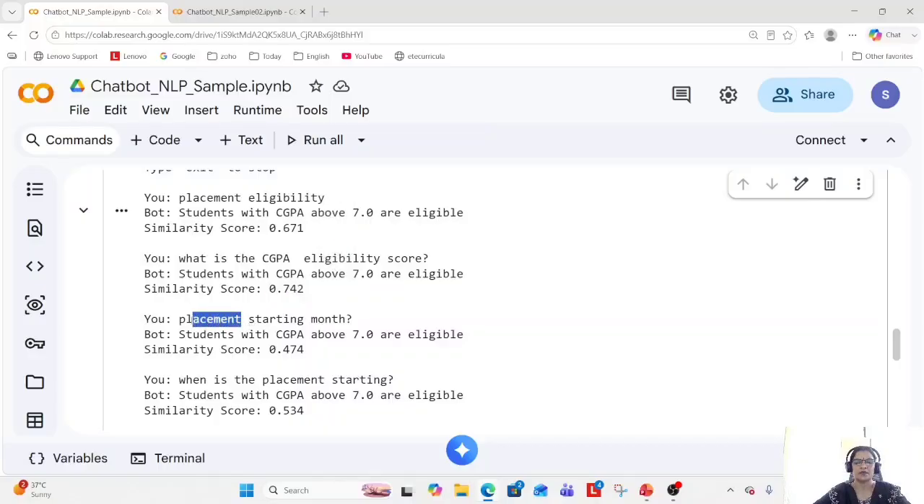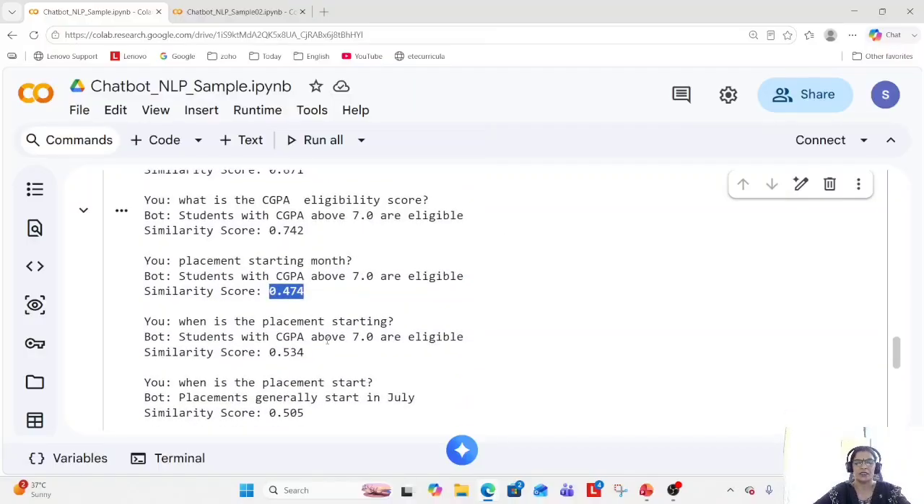Next I am asking a similar question: placement starting month. Now, placement is available in document 1 and document 3, as we have already seen, and the word start is available, but the word starting and the word month are not available. Therefore, it gives us a wrong result: students with the CGPA above 7 are eligible. The similarity score is very low now. Then, when is the placement starting? Here also it does not give us a relevant answer. The students with the CGPA above 7 are eligible is not a correct answer, because the question is not correctly related to the stored questions.